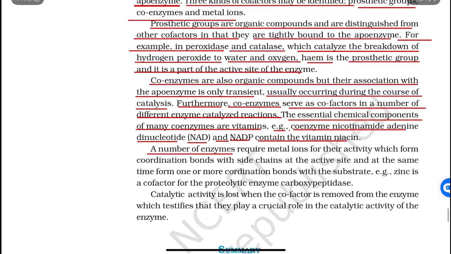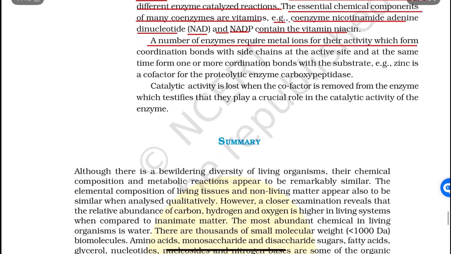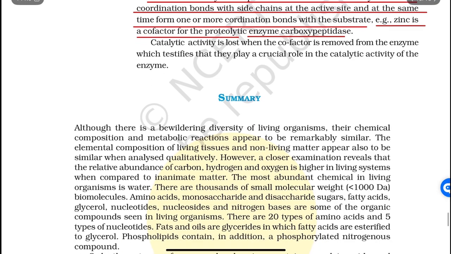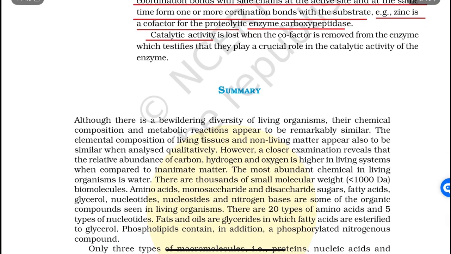A number of enzymes require metal ions for their activity, which form coordination bonds with side chains at the active site and at the same time form one or more coordination bonds with the substrate. Example: zinc is a cofactor for the proteolytic enzyme carboxypeptidase. Catalytic activity is lost when the cofactor is removed from the enzyme, which testifies that they play a crucial role in catalytic activity of the enzyme.